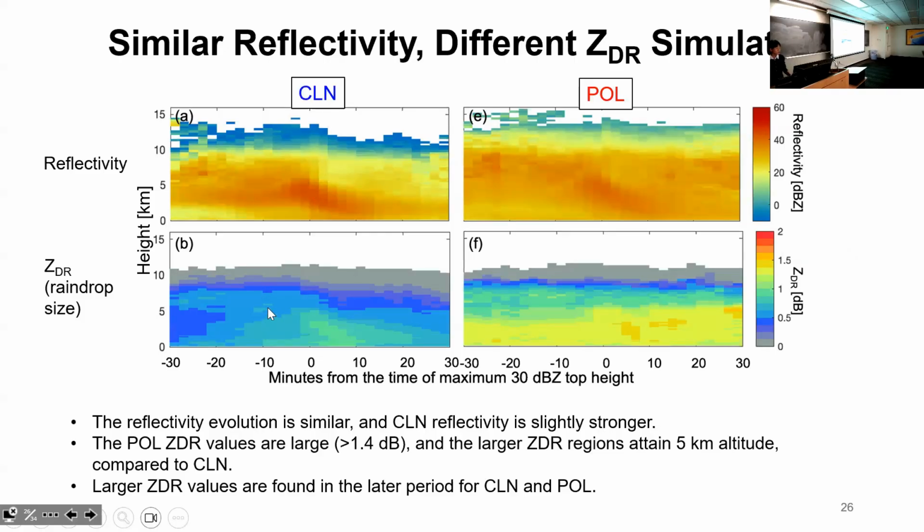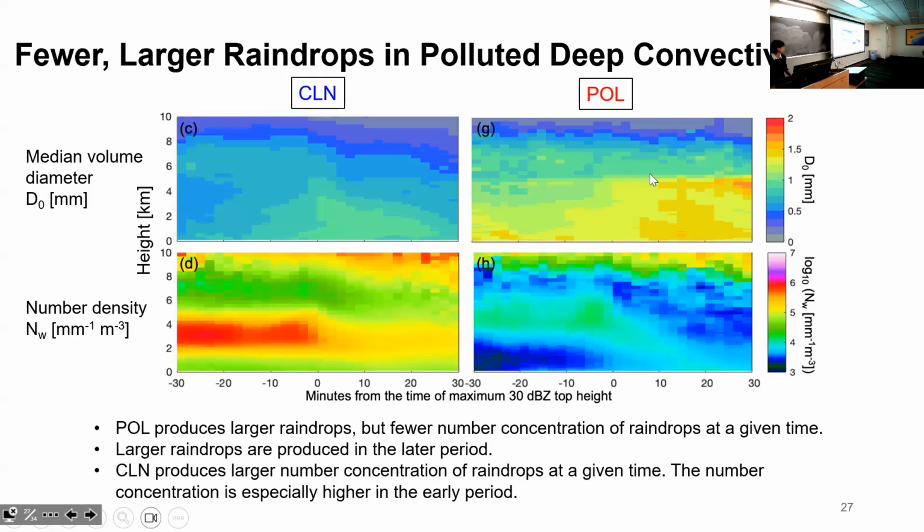But GDR is opposite. As you can see, the clean case shows smaller GDR, and the polluted case shows larger GDR, particularly below the 5-kilometer altitude, which is the freezing level. This is representing the difference in the raindrop size distribution.